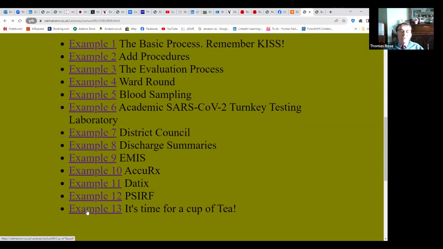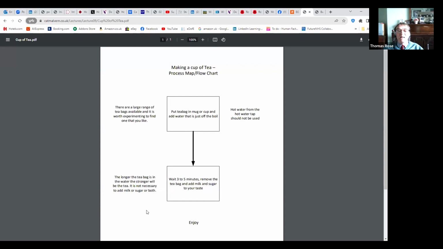The one I showed you earlier for making a cup of tea. This is a process map for making a cup of tea. We had, was it 17 different tasks in the other one? Well, there's only really a couple of tasks. You put the tea bag in the cup and put some hot water on it. And then you wait a few minutes and take the tea bag out and put some milk and sugar in. So that's the difference between how people perceive a process should be mapped and how a process really should be mapped.